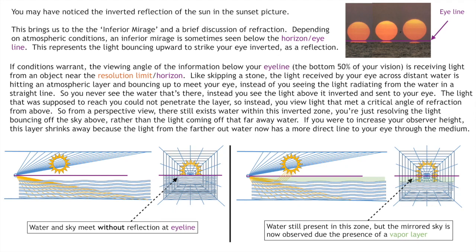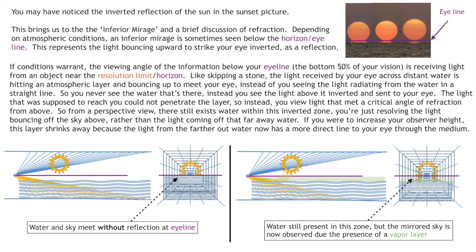If you were to increase your observer height, this layer shrinks away because the light from the farther out water now has a more direct line to your eye through the medium, instead of the critical angle that it meets with refraction.